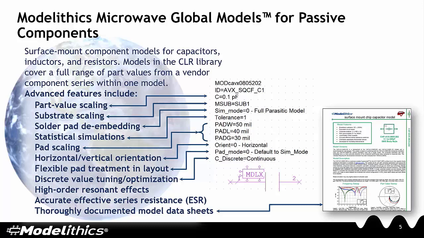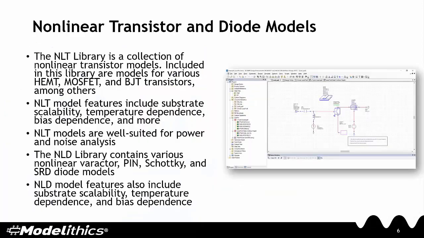Microwave Global Models are models for surface mount capacitors, inductors, and resistors. A single Microwave Global Model covers the full range of part values for a vendor component series. In addition to being part value scalable, Microwave Global Models scale with respect to substrates and solder pads, providing designers with a great deal of flexibility. These models allow for statistical simulations, discrete part value optimizations, and more.